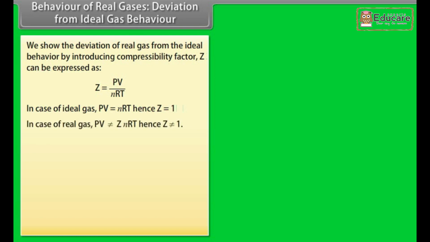In case of real gas, PV ≠ ZnRT. Hence, Z ≠ 1. Thus, in case of a real gas, the value of Z can be less than 1 or greater than 1.